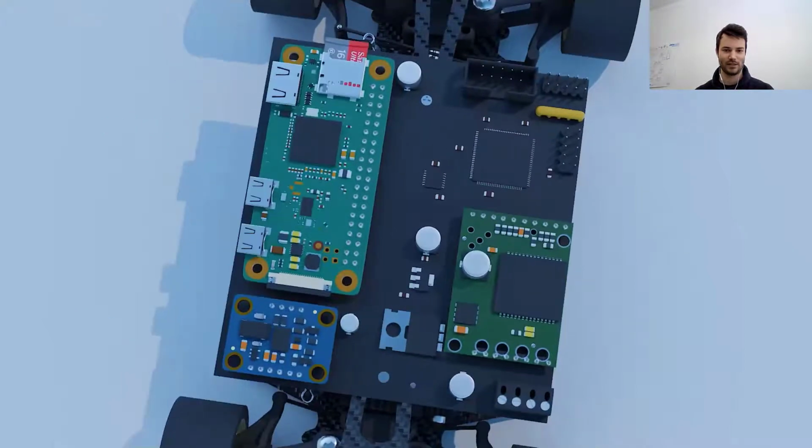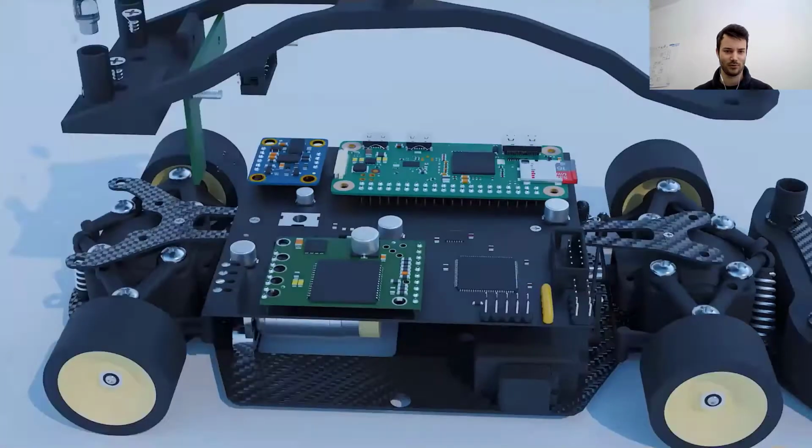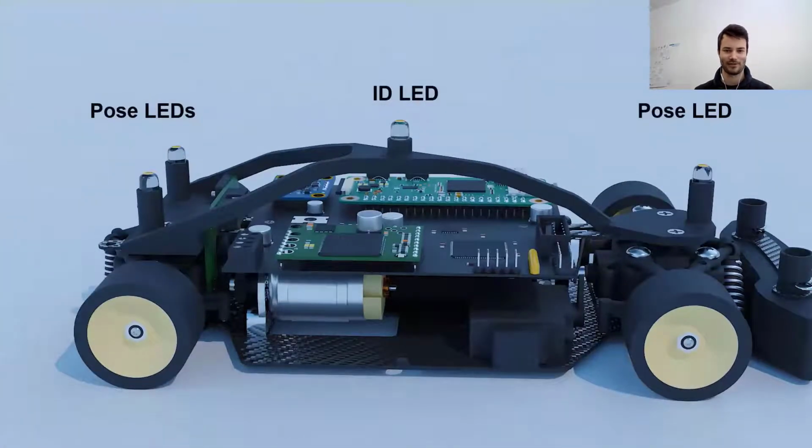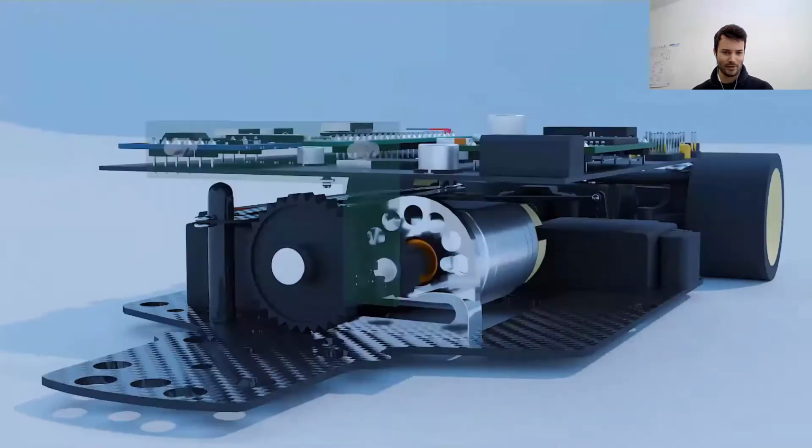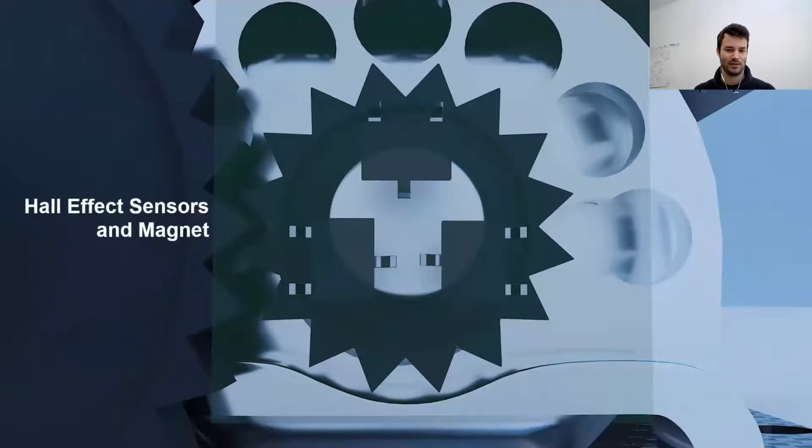On top of that, we have the LEDs, which are used for positioning. Again, the outer ones for the pose and the inner one for the ID. You see on the back here we have another smaller board, and its purpose is just to control the LEDs, and it also holds these 3 Hall effect sensors. You see this magnet, which is attached to the motor shaft. When it rotates, it changes the magnetic field in these Hall effect sensors, and through this we know the rotation speed of the motor.